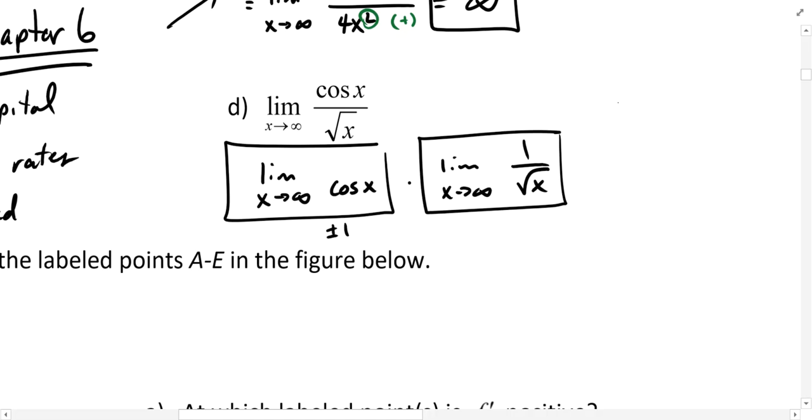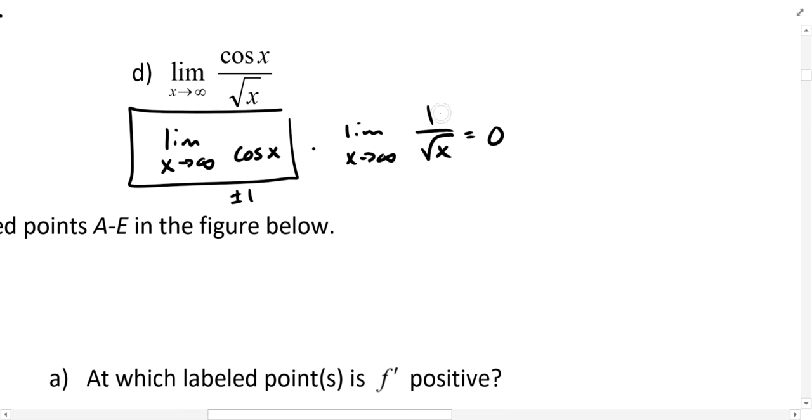This guy, on the other hand, will equal 0 because as 1 remains constant and the denominator increases towards infinity, the square root of infinitely large numbers becomes an infinitely large number in and of itself. So 1 divided by that is going to be 0.